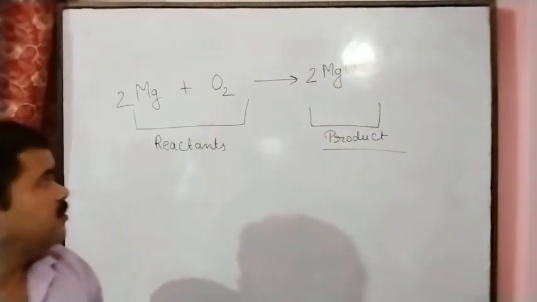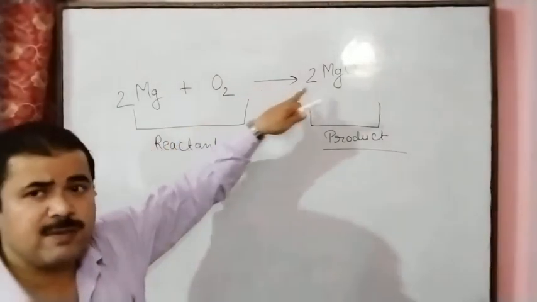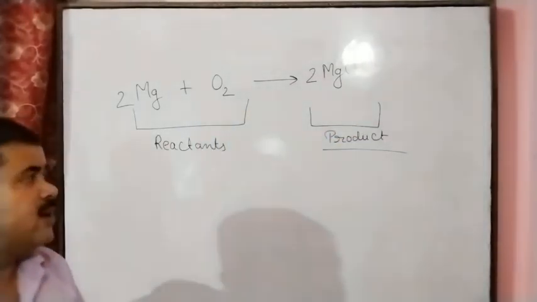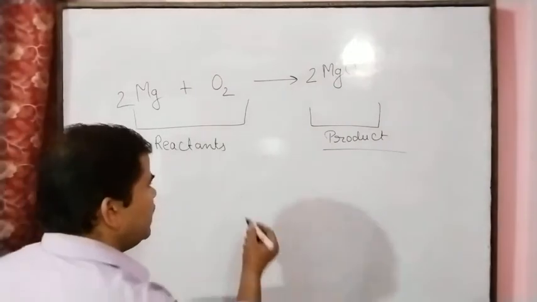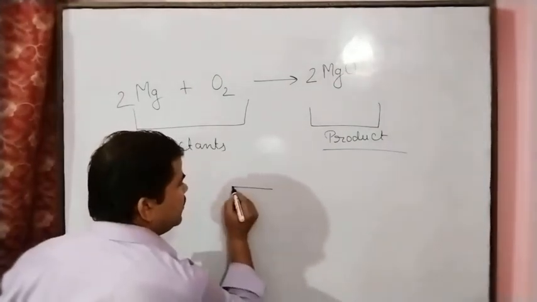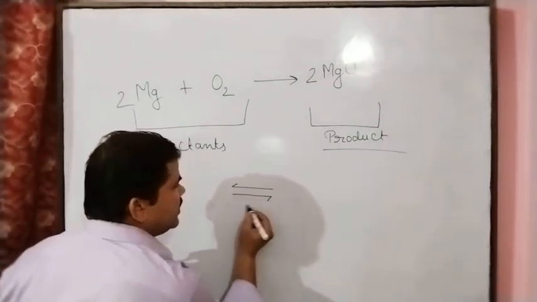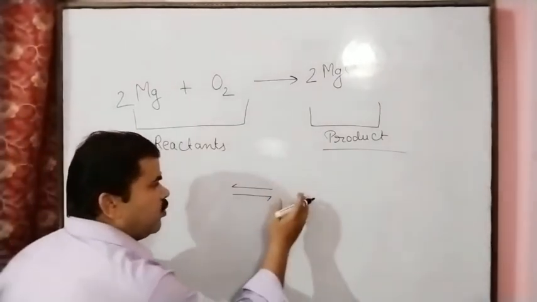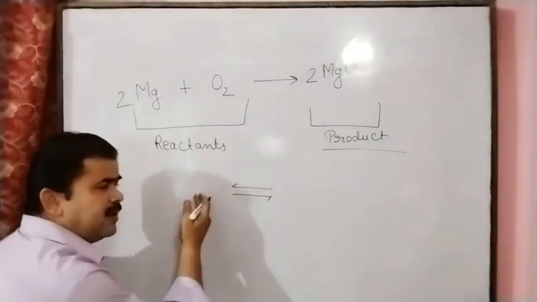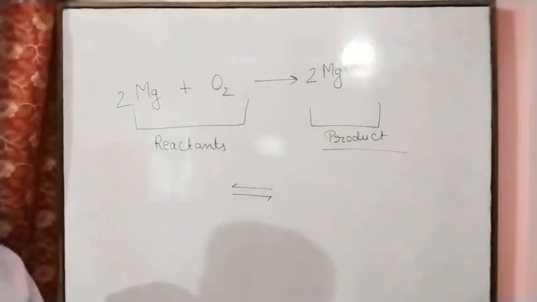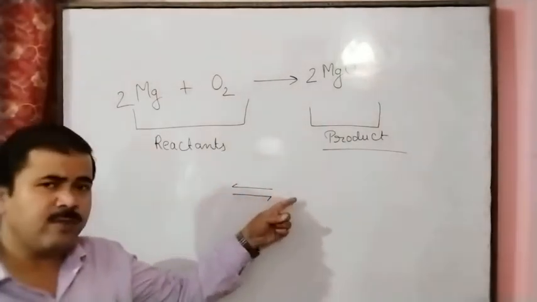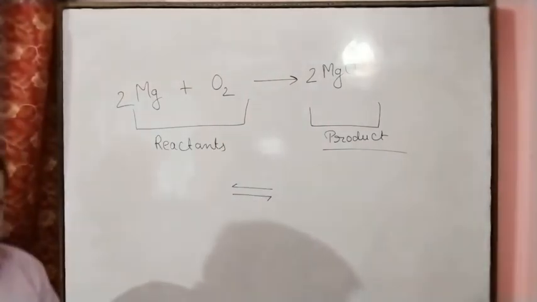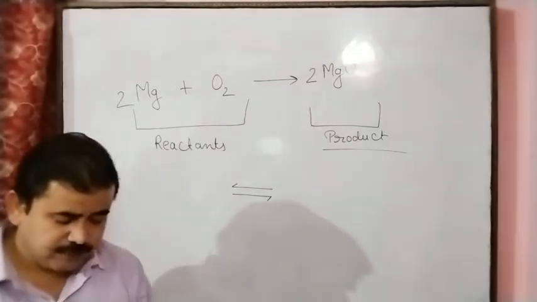So for the direction of the reaction, we can see this is the irreversible sign, only from the reactant to product, and one more sign, the reversible sign, like in this manner. This sign represents that from the reactant we can get the product, and from the product we can get the reactant again. So this is the sign of reversibility.